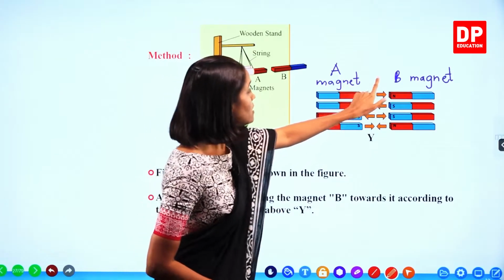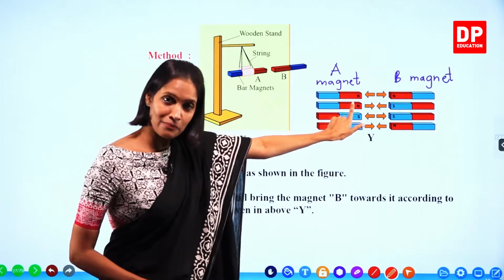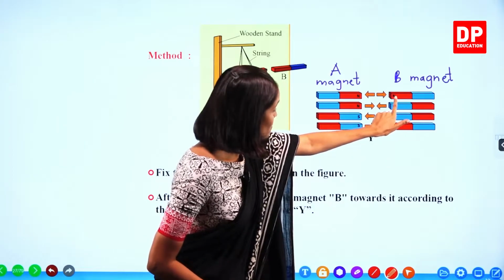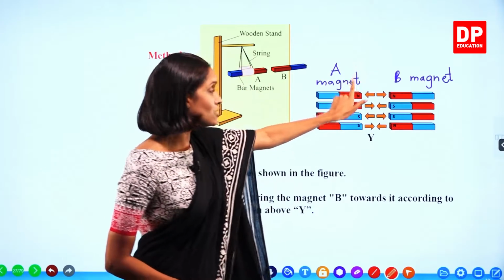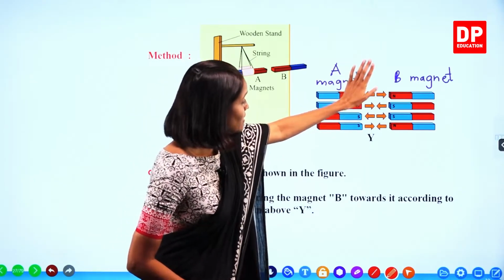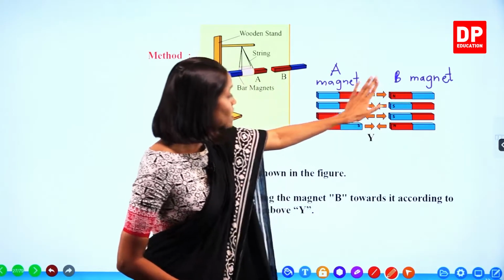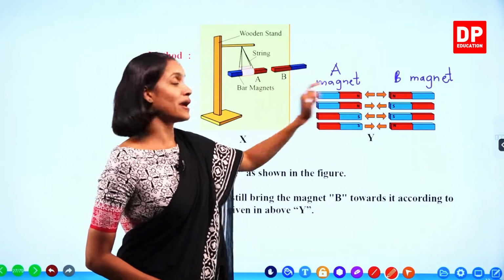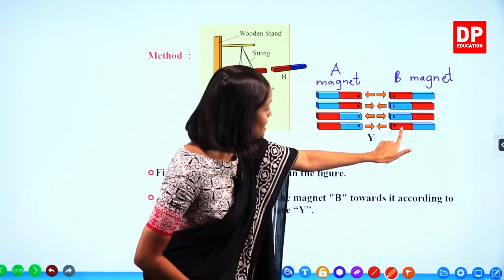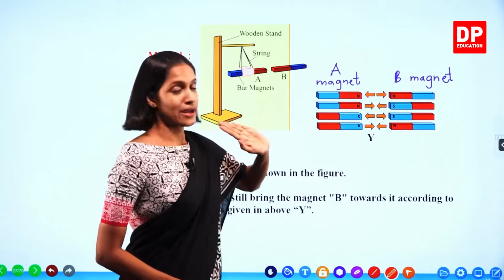You have to bring the north pole of the B magnet towards the north pole of the A magnet, right? And then you have to bring the south pole, or the blue side, of the B magnet towards the north pole of the A magnet, right? And then third one, the south pole of the B magnet should be brought towards the south pole of the A magnet. And the north pole of the B magnet should be brought towards the south pole of the A magnet, right?